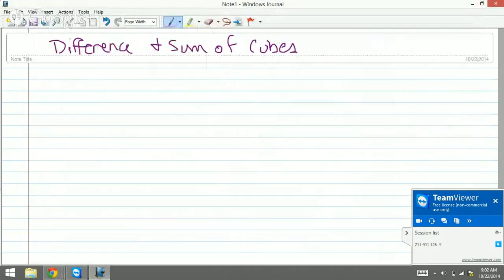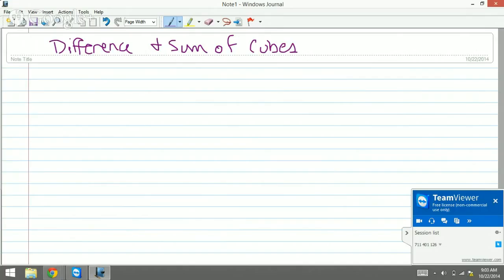Okay, we're going to do the difference and sum of cubes. It's a new way to factor cubics. And we're also going to go over quadratic impersonation, is what I call it. Most people call it quadratic form.